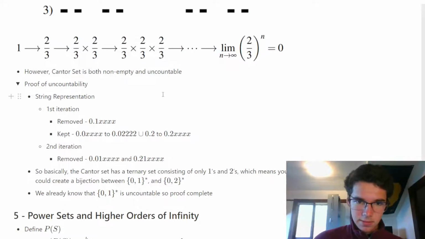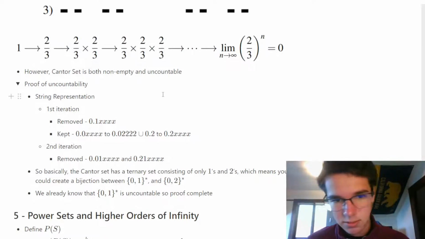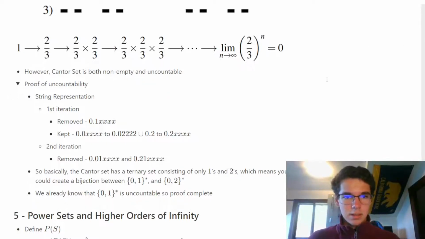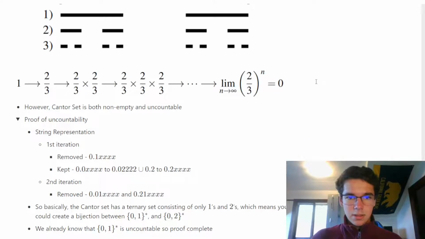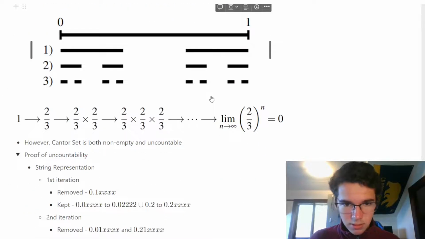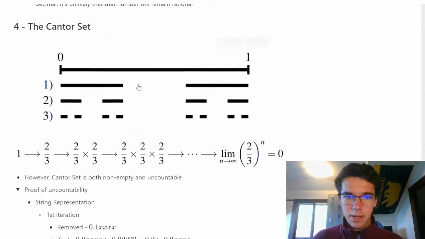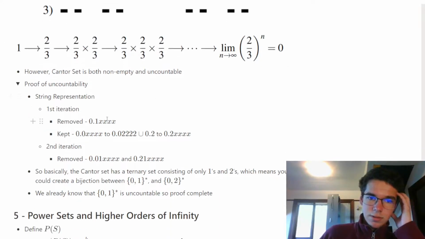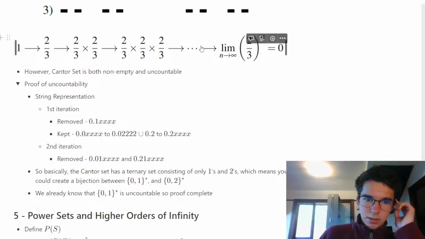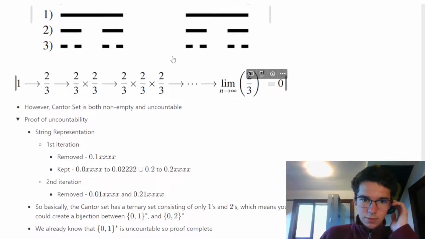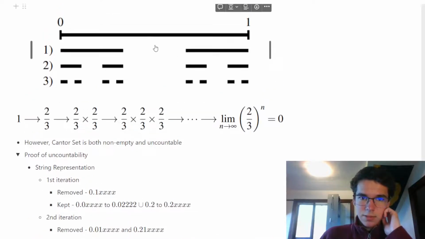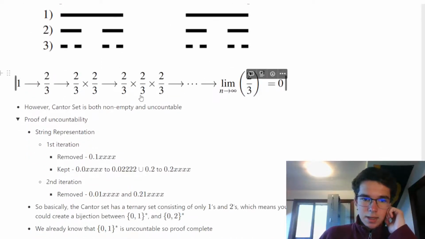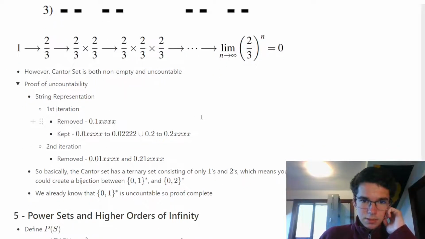We can have these strings to represent the divisions. On the first iteration, we have this range from 0 to 1, and we're going to break this up into thirds such that the second third is going to be removed. So it's anything from 0.1 repeating.